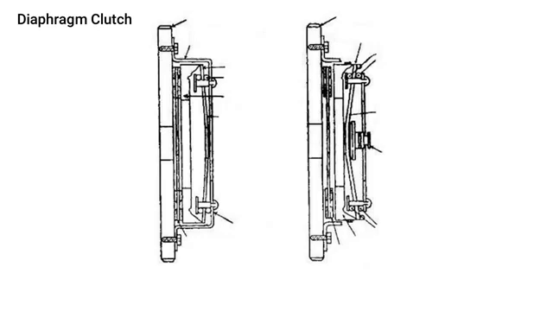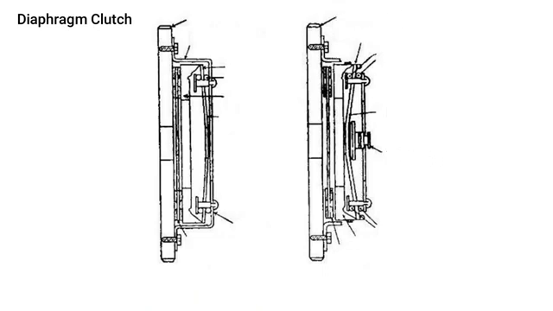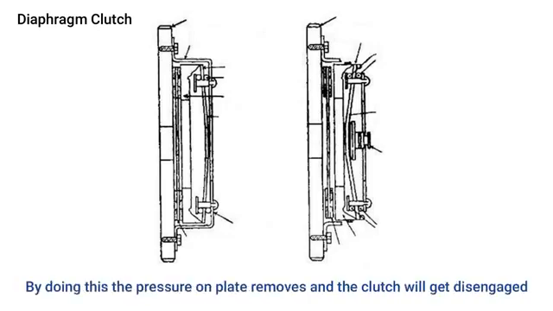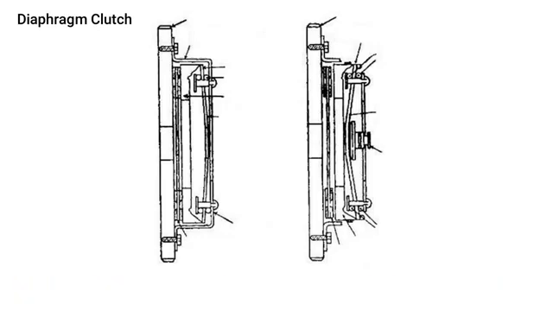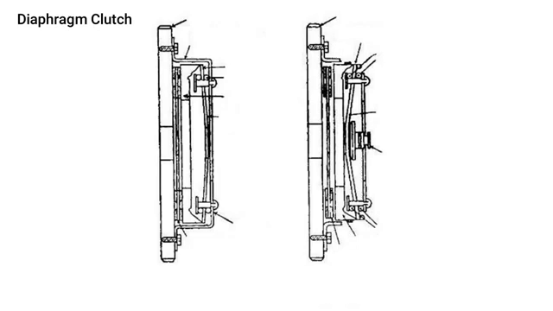In the diaphragm clutch, the diaphragm is a conical shape of the spring. When we press the clutch pedal, the outside bearing moves towards the flywheel, pressing the diaphragm spring, which pushes the pressure plate backwards. By doing this, the pressure on the plate is removed and the clutch gets disengaged. When we release pressure on the clutch pedal, the pressure plate and diaphragm spring come back to their normal position, and the clutch gets engaged.